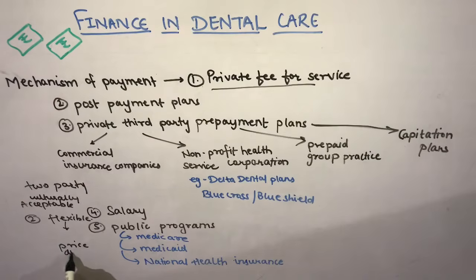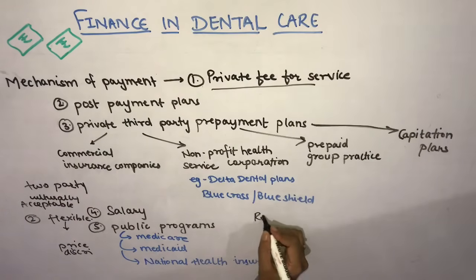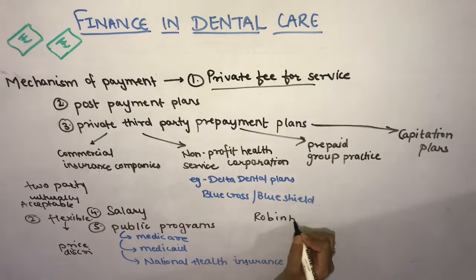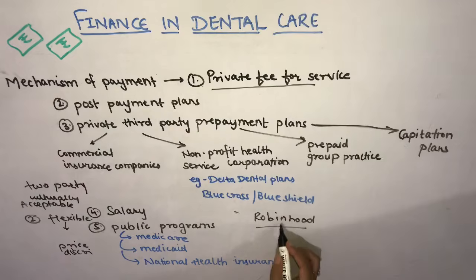Now what is this price discrimination? Everyone knows who Robin Hood was. This is nothing but a Robin Hood approach. In private fee for service you can apply this Robin Hood approach. He was a person who used to steal money from the rich and give it to the poor. So it was like he was doing a bad thing but for a good cause. He was stealing money, that was a bad thing, but it was for the poor, so that was a good cause.